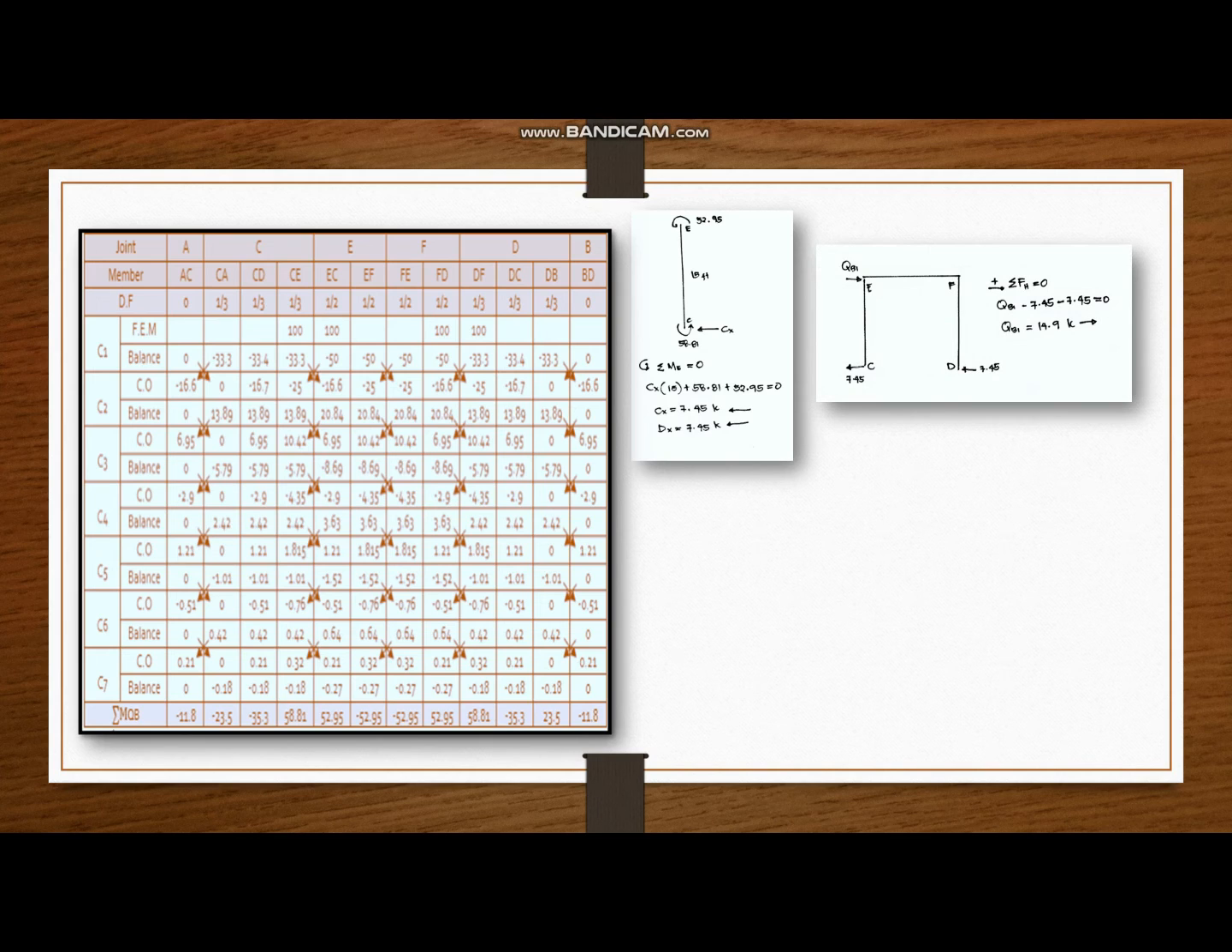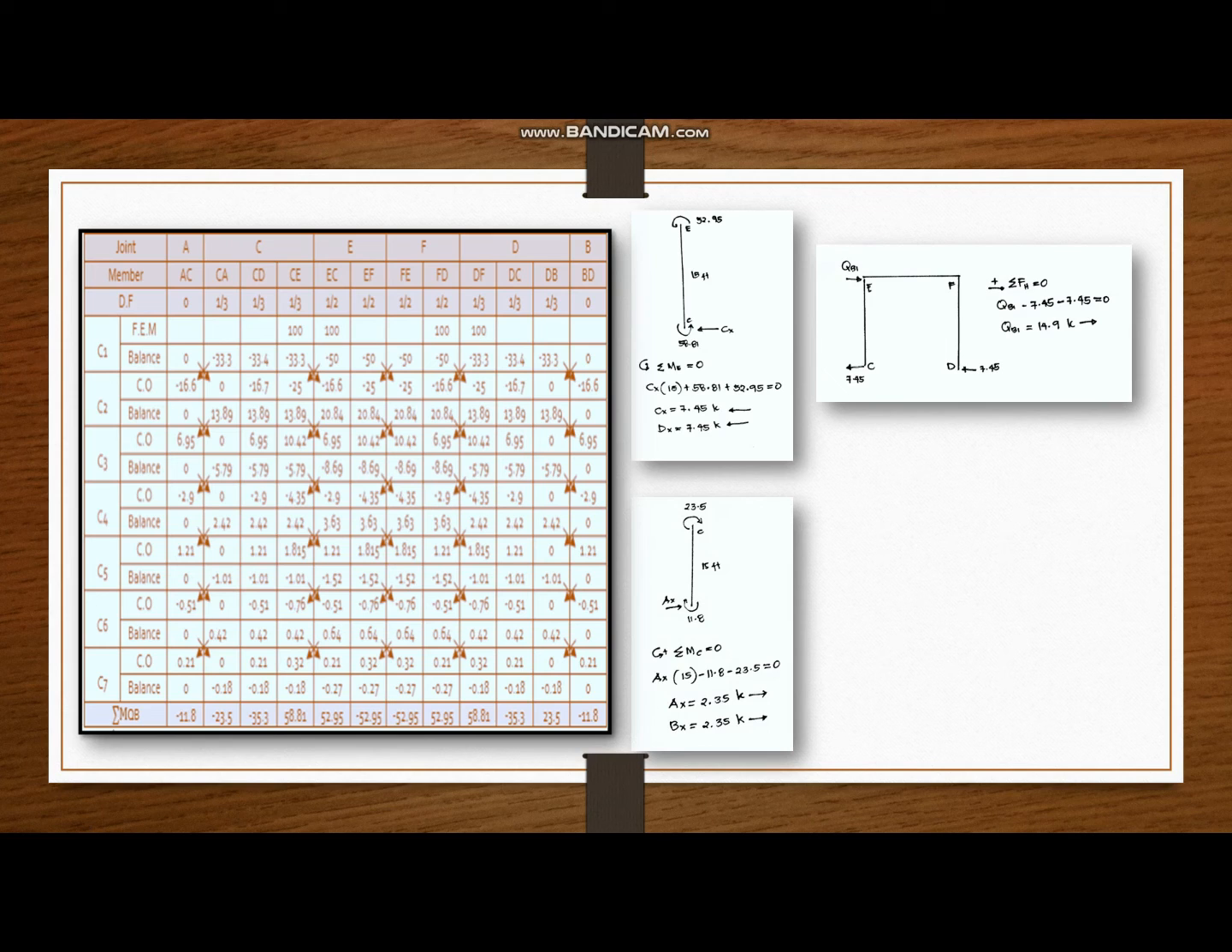Next is our QB1. So, paano natin kukuha yan? All to the left is positive. So, summation of forces H is equal to 0. So, our QB1 minus 7.45 here, our CX, and minus 7.45 here, our DX is equal to 0. So, our QB1 is equal to 14.9 K to the right. So, here, to the right, ang ating QB1.